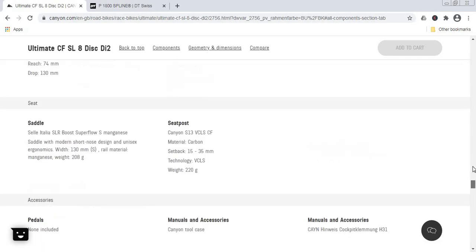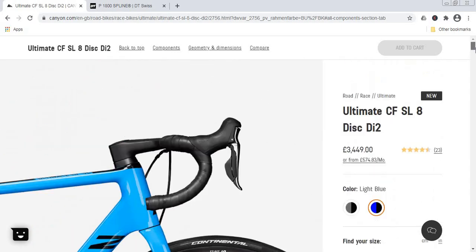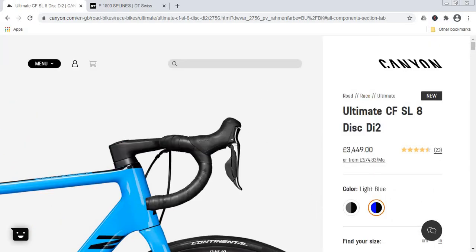So I think this is gonna be it for today. In a summary, if you are in the market for a good climbing lightweight stiff bike, then definitely check this Canyon Ultimate CFSL8 Disc Di2 road bike. So as I said, I think this is going to be it for today.